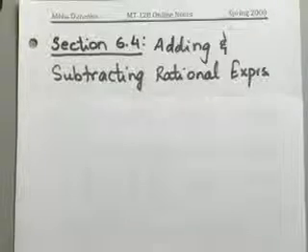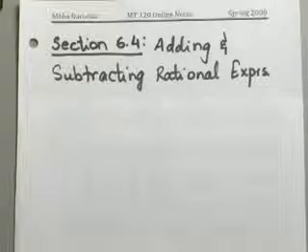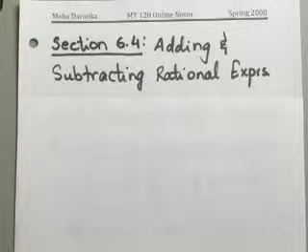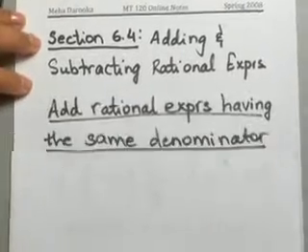Now if you guys remember, in section 6.3 we talked about how to find the least common denominator, and then we saw some examples where we were given a certain denominator and we were trying to make our original denominator look like the new denominator. So you want to use all those concepts that you learned in 6.3 to help you add and subtract rational expressions in 6.4. So let's go ahead and see how you need to add two rational expressions.